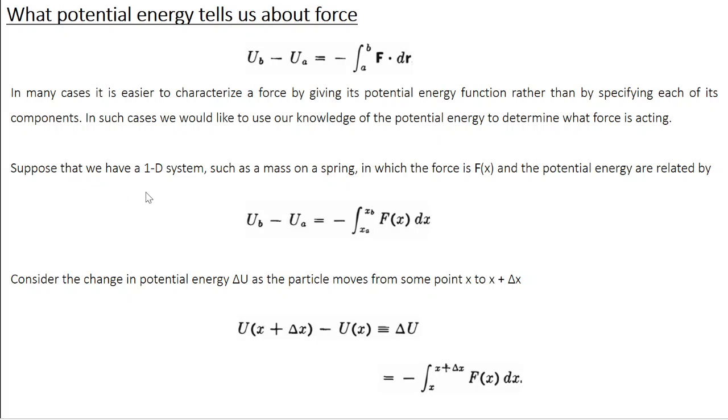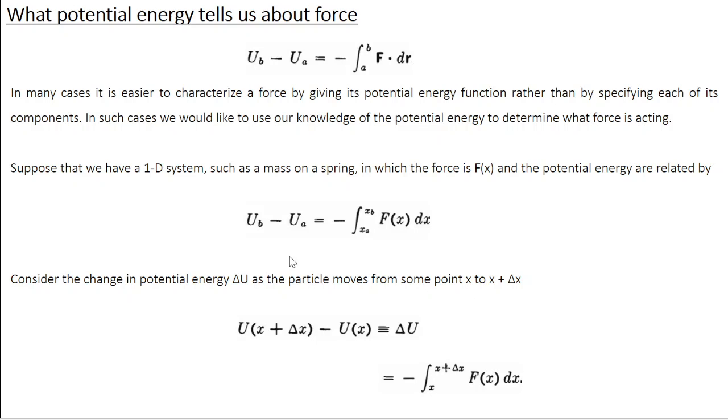For simplicity, let's take the case of a one-dimensional system like a mass spring system. So here f of x is the force acting along the x direction, and when you rewrite this expression into one-dimensional, you have UB minus UA equal to negative integral xA to xB f of x dx. Now let's assume that the particle moves from initial point x to a final point x plus delta x. So A is x and B is x plus delta x.